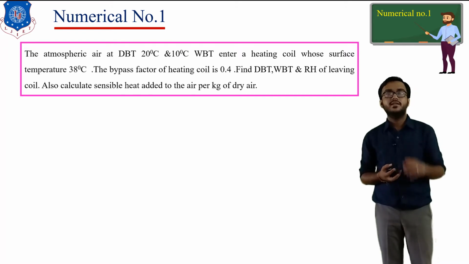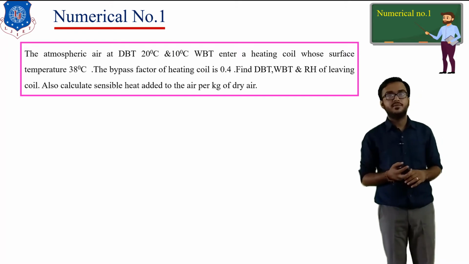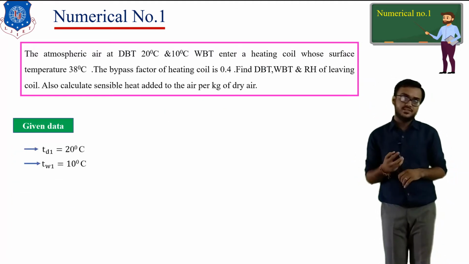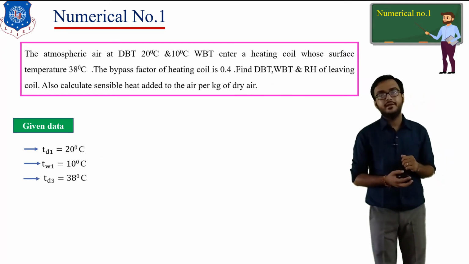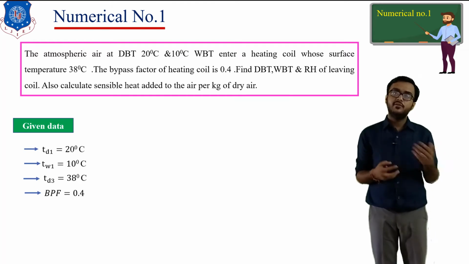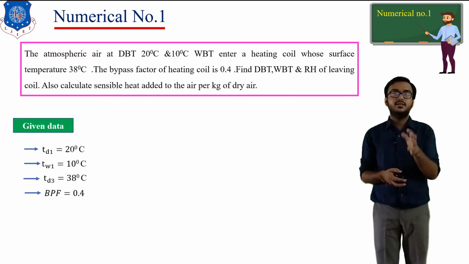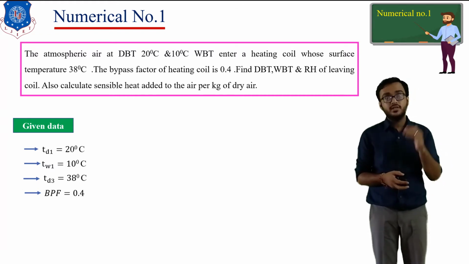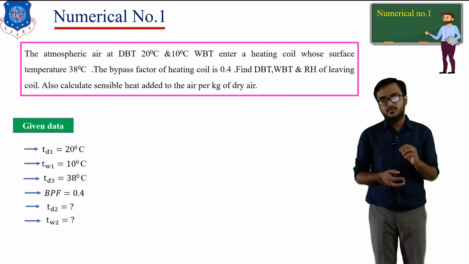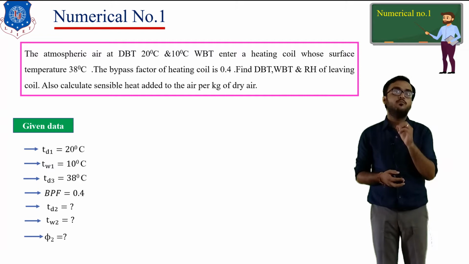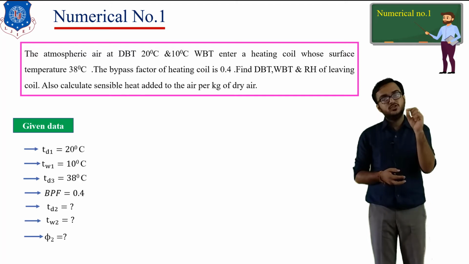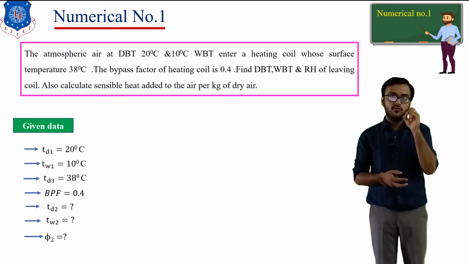In the given data, as I mentioned, we have dry bulb temperature 20 degree, wet bulb 10 degree, coil surface temperature, let's say TD3, equal to 38, and bypass factor BPF, or you can say x, equal to 0.4. We need to find the different parameters at the outlet of the heating coil, not cooling coil, sorry. So to solve the example, the first task is to locate point number 1, which indicates the condition of air at the inlet of the heating coil.